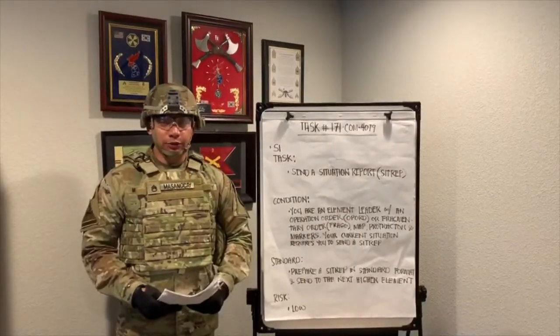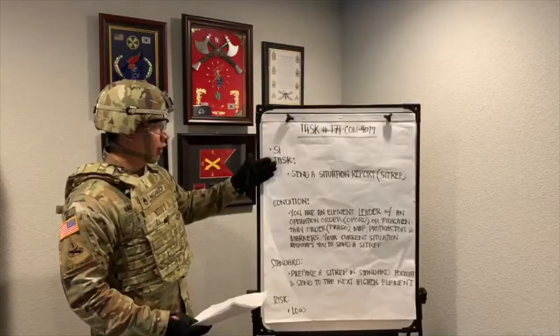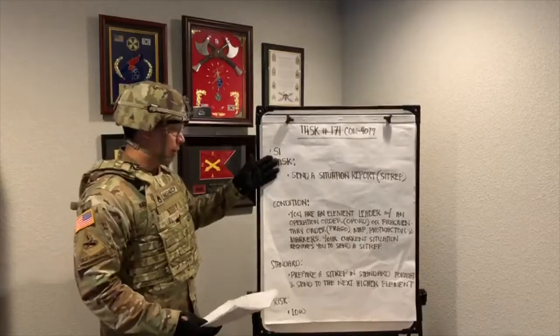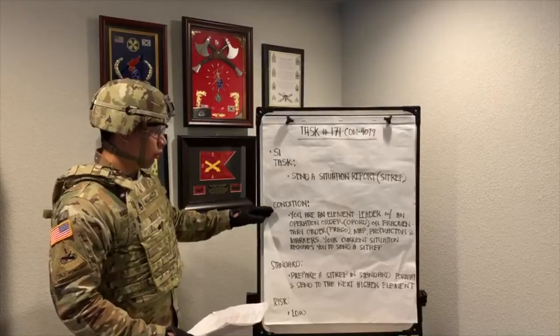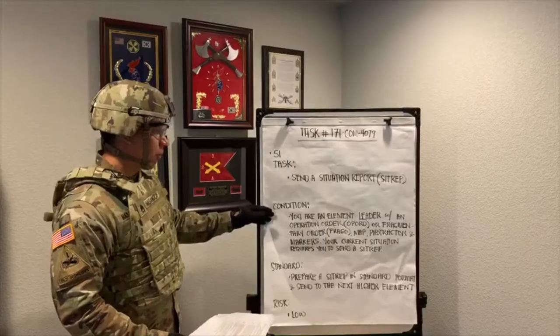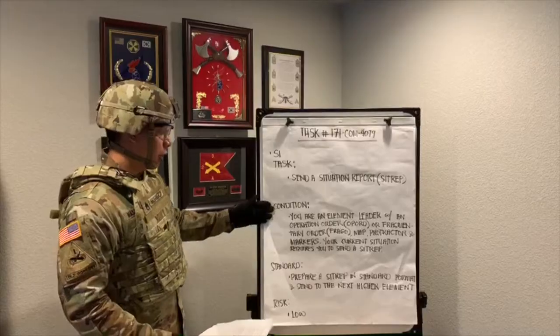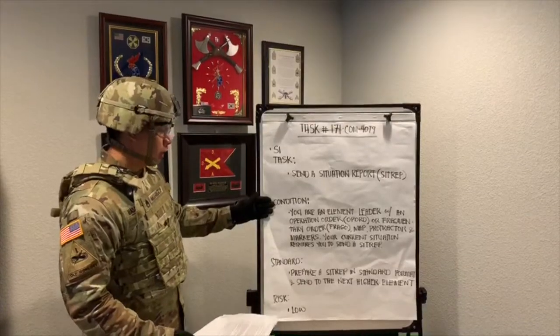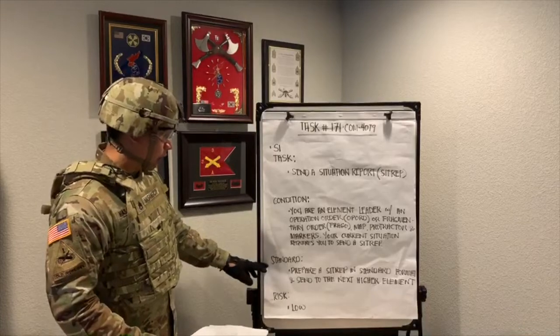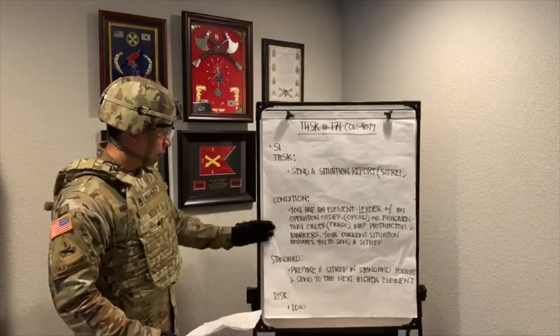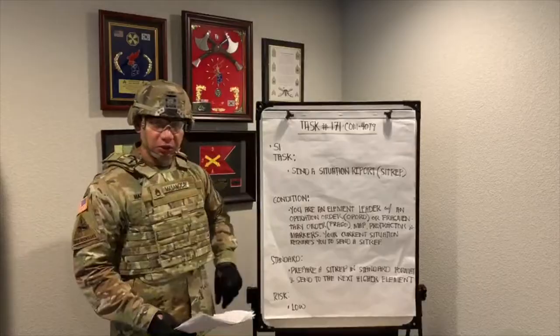Moving on to our training phase. The task: send a situation report or SITREP. Condition: you are an element leader with an operation order or fragmentary order, map, protractor, and markers. Your current situation requires you to send a SITREP. Standard: prepare a SITREP in standard format and send to the next higher element. Our overall risk assessment is low.